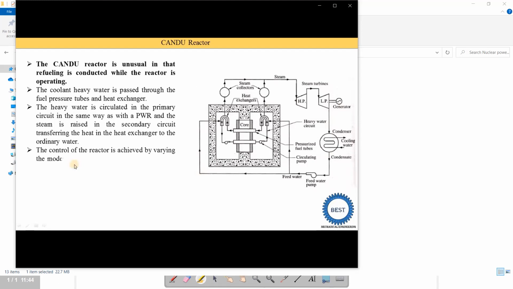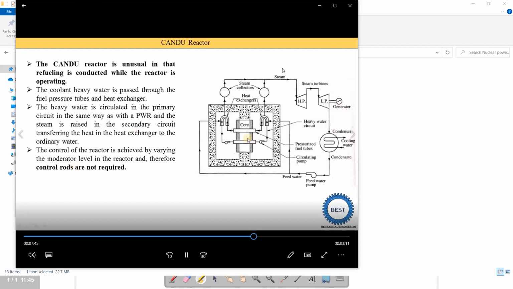The control of the reactor is achieved by changing the level of moderator in the reactor. As a moderator we use D2O. If we change the level of the moderator, meaning the level of D2O in the core, then we are able to control the reactions in the reactor. Therefore the control rods are not required. So in a Candu reactor control rods are not used.